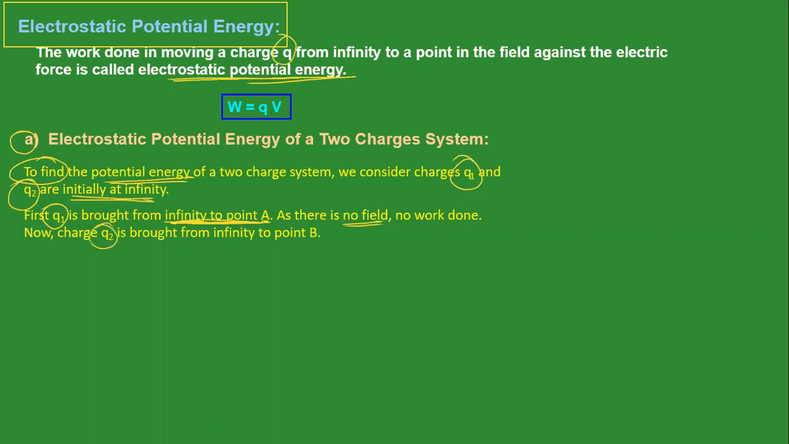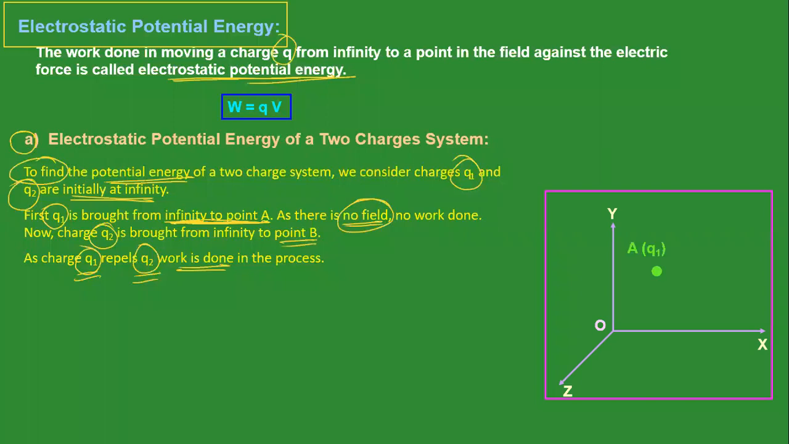Now charge Q2 is brought from infinity to point B. Here both the charges Q1 and Q2 we brought from infinity to point A and B respectively. Now Q1 and Q2 start repelling each other. Work is done in the process when one charge exerts some force on another charge.